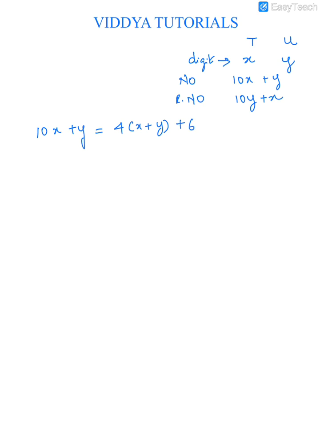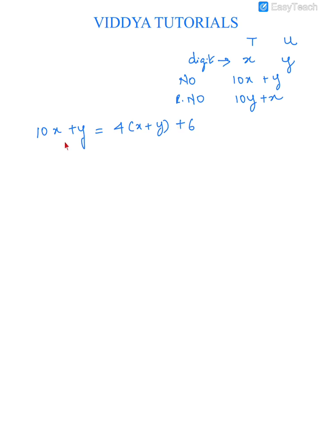So let's just understand the framing. A number of 2 digits means my number is 10x plus y. Exceeds means it is more. You can either put a minus sign over here or an equal to sign. 4 times means 4 into the sum of digits. Digits are x and y, and sum means x plus y. By 6 means plus 6. So this is how the framing of the equation is done, and then you have to just simplify this.